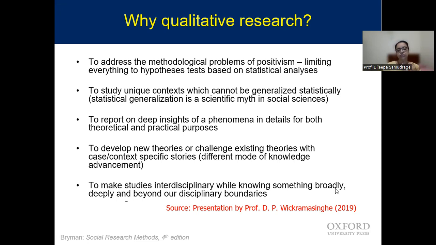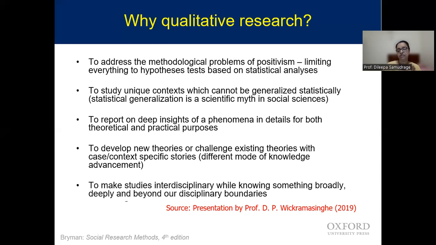Okay, so one thing is to address the methodological problems of positivism, because some things you cannot study through hypotheses, right? Therefore, you have to go with qualitative research. The second one is, if you want to study a unique context, which you cannot generalize, then you have to go with a qualitative study. The other one is, if you want to study a particular phenomenon, a particular research issue, in depth, then you have to go with qualitative studies. Then the other one is, if you want to develop a new theory or to challenge the theory which exists, then go with qualitative research.